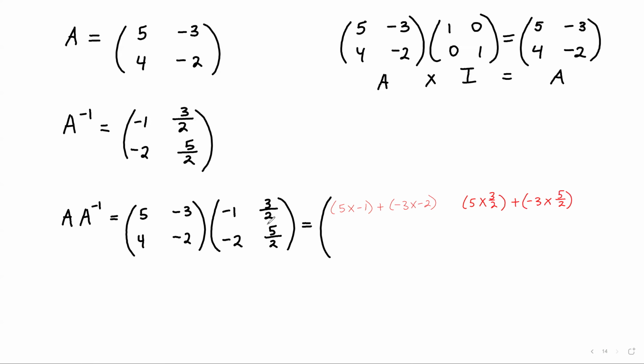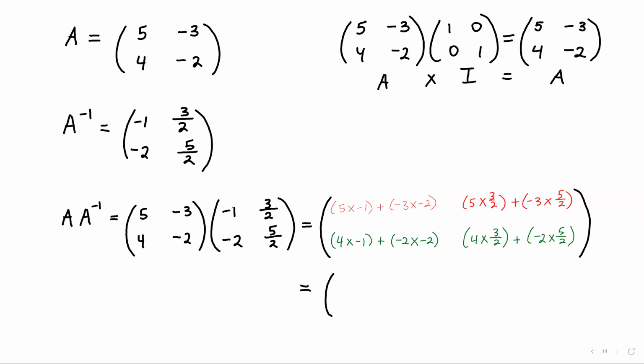And then on the bottom, you have row 2 by column 1. So 4 by negative 1 plus negative 2 by negative 2. And then row 2 by column 2. So that would be 4 times 3 over 2 plus negative 2 times 5 over 2. Note this down. Now, if you can't remember how to do the matrix multiplication, I suggest watching that video, right?